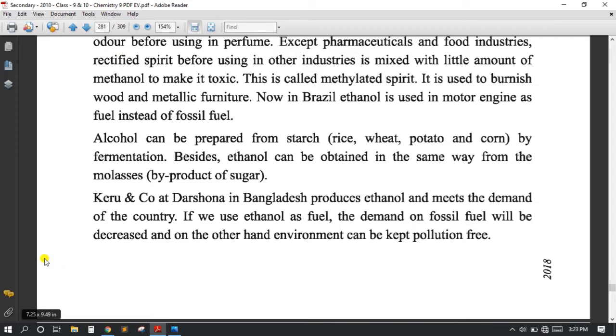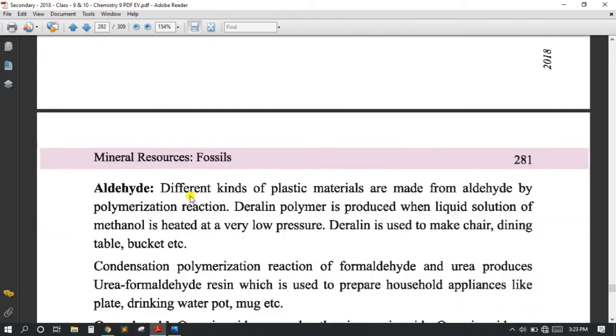This alcohol is used for different purposes, just like to produce medicine. If we use ethanol as fuel, the demand on fossil fuel will decrease, and on the other hand, the environment can be kept pollution free. Then aldehyde.